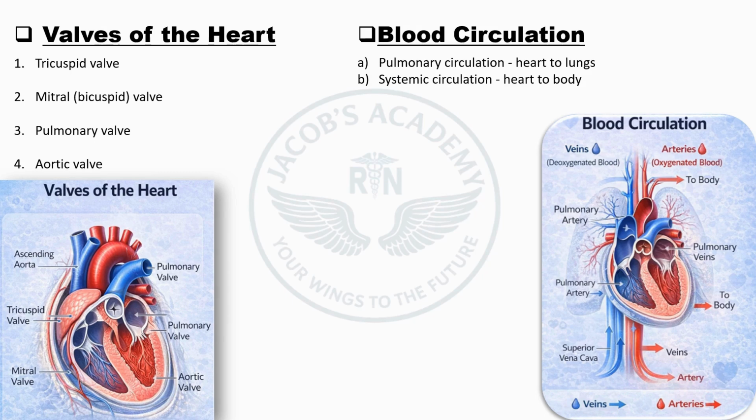So pulmonary circulation and systemic circulation. Pulmonary circulation carries deoxygenated blood from the heart to the lungs for oxygenation and brings oxygenated blood back to the heart. And systemic circulation carries oxygenated blood from the heart to all parts of the body and returns deoxygenated blood back to the heart. So the heart valves and blood circulation together help in maintaining efficient and continuous blood flow in the human body. So here you can see the image of walls of the heart and also the blood circulation.